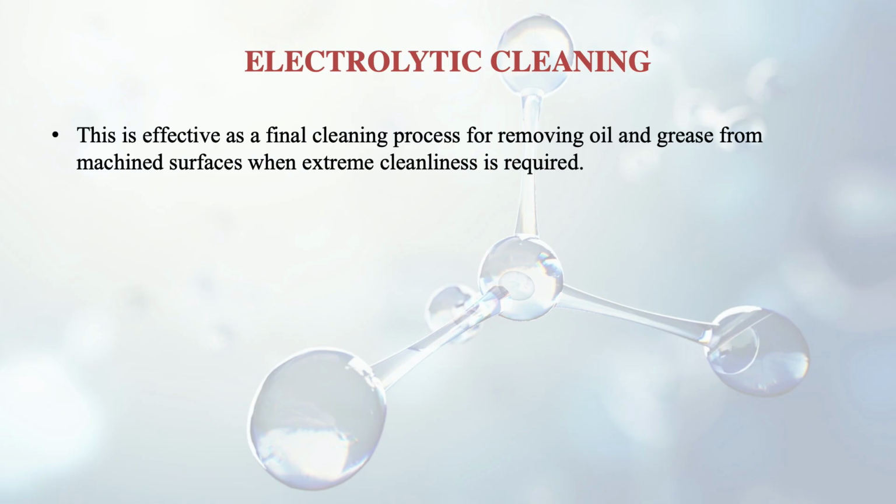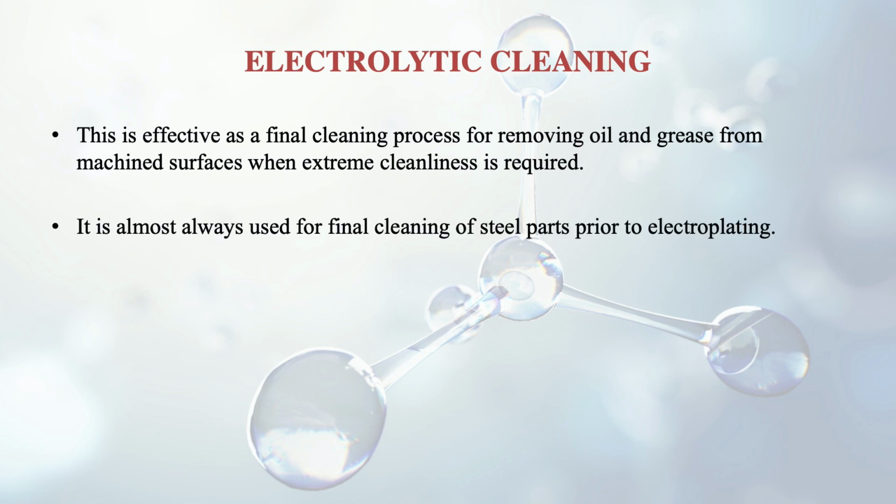Then further moving on to electrolytic type of cleaning. The term itself gives us a hint that it is based on electrolysis, and this is effective as a final cleaning process for removing oil and grease. So intermediate may be the other process, but this one is always the final one. It gives us clean surfaces when extreme cleanliness is required, and it is almost always used for final cleaning of steel parts prior to the electroplating process.